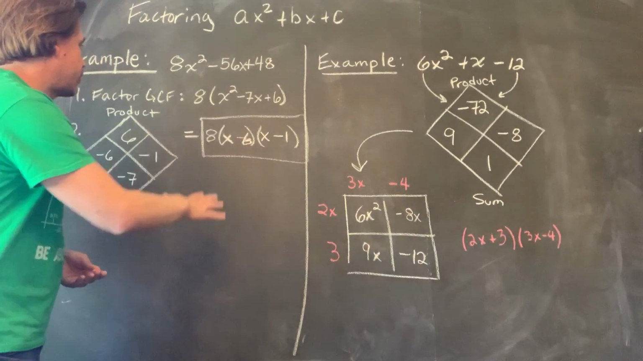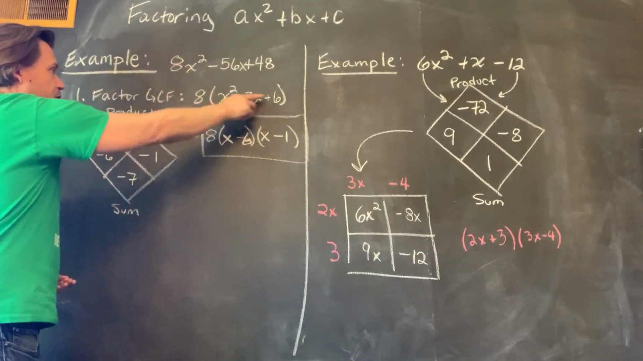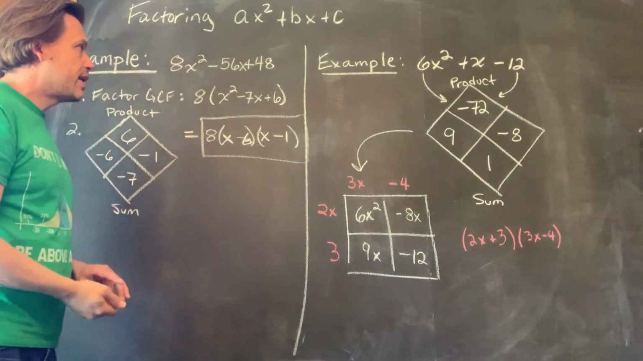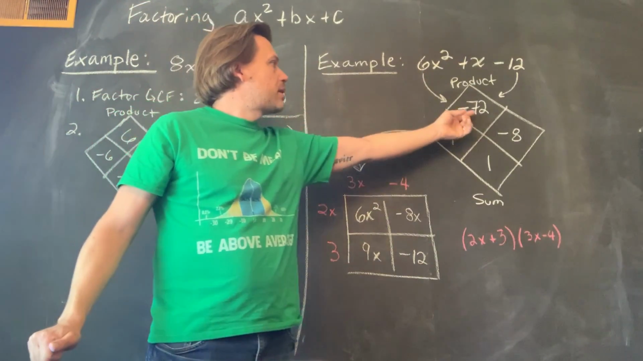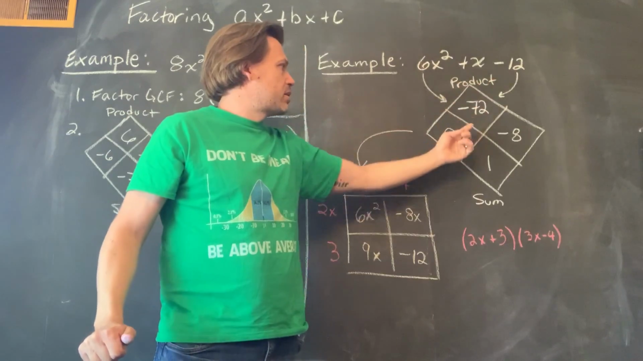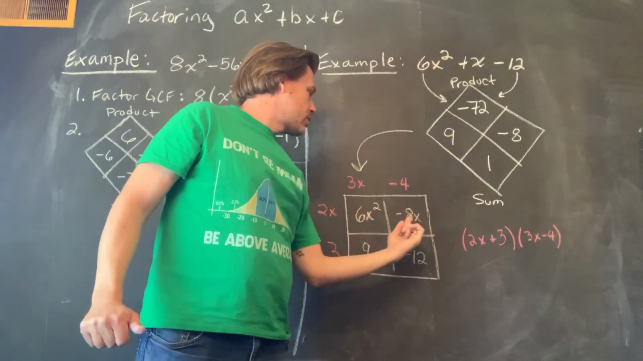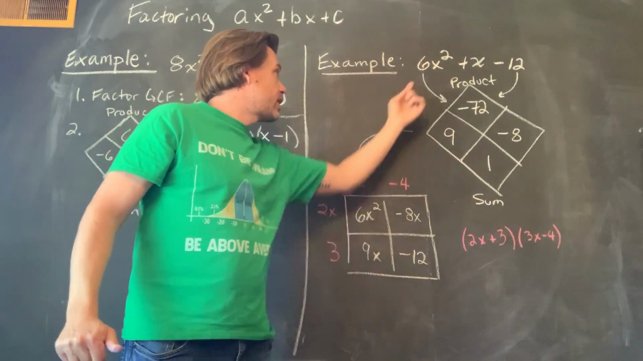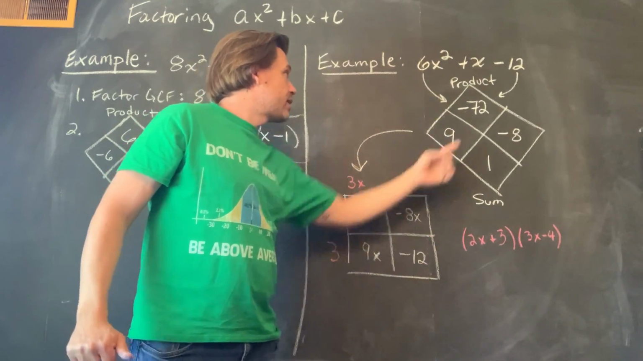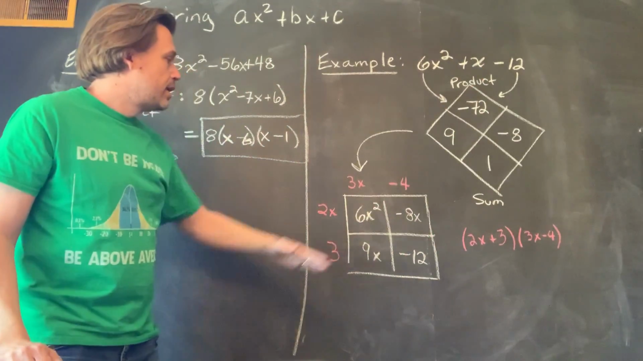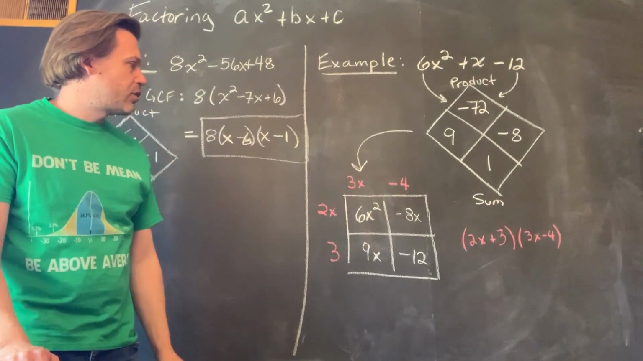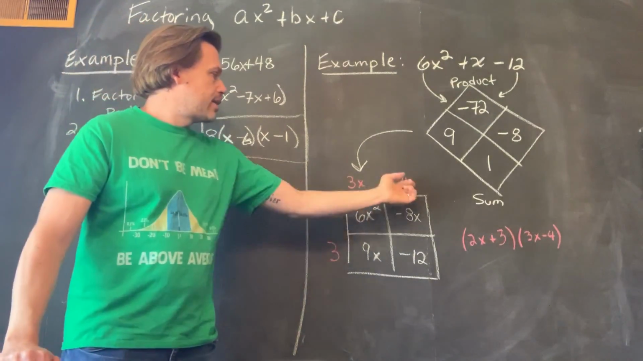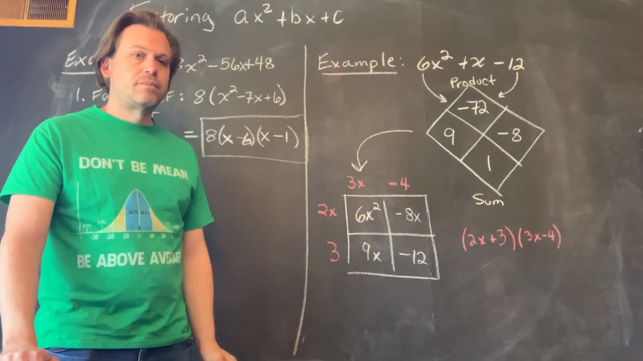So again, if you can get rid of the GCF first, that simplifies it. But if you can't, you still have a number here. Make a diamond, but make the product with the first and last number. Solve the diamond. Those two go in these corners. 6x squared, the first term up here, negative 12, the last term down here. And you're using greatest common factors, this direction and this direction, to find out the answers to your factoring problem.